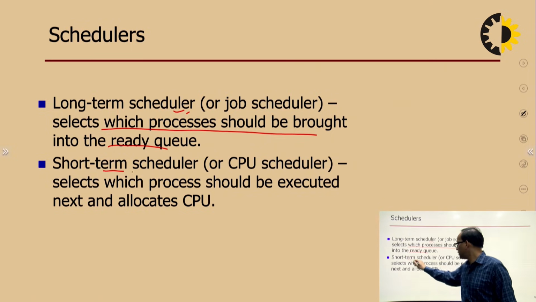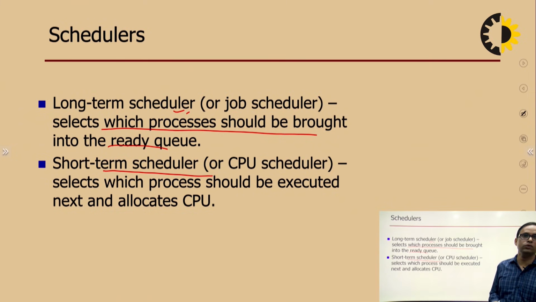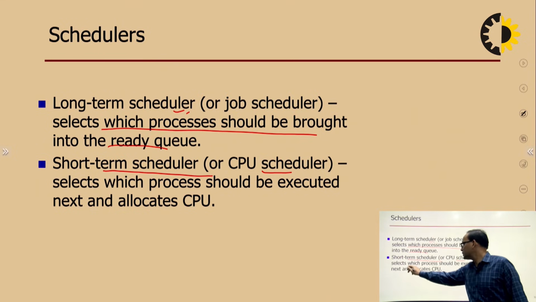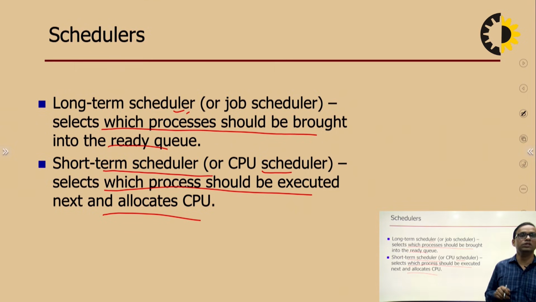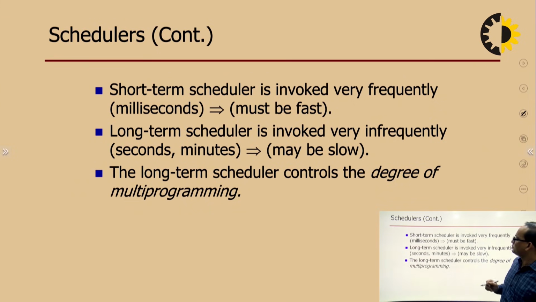Second one is the short-term scheduler. The short-term scheduler is also known as the CPU scheduler, and sometimes it is also known as the dispatcher. The dispatcher is a module of the short-term scheduler that selects the process from the ready queue and allocates the CPU to them. This is the responsibility of the short-term scheduler: to select the process from the ready queue and allocate the CPU to the selected process so that the CPU can start to execute that particular process.